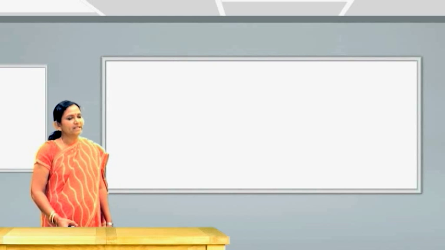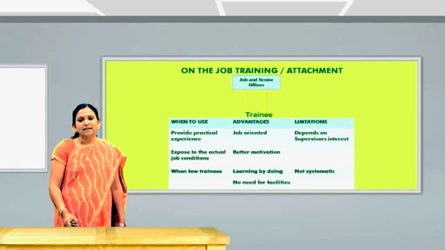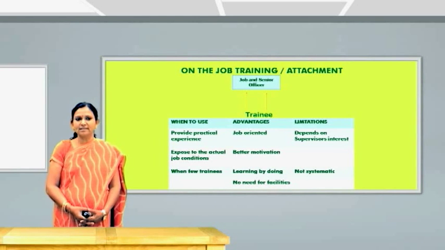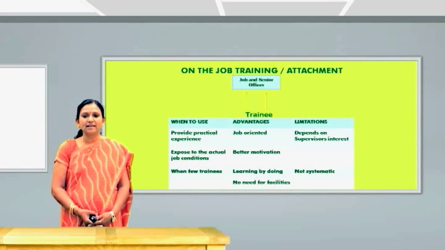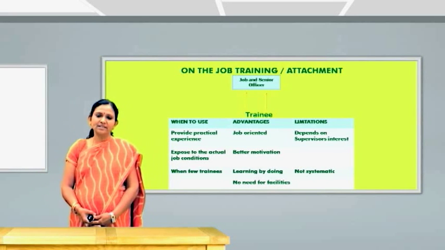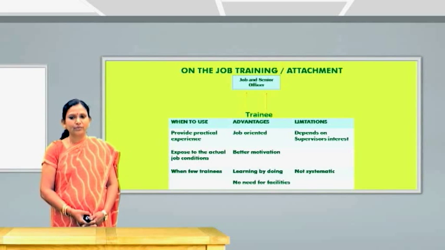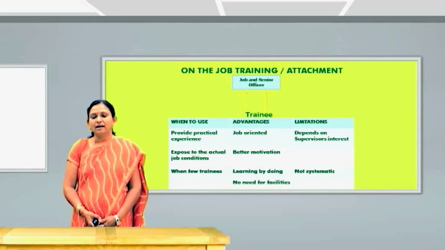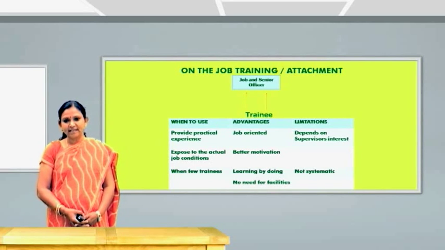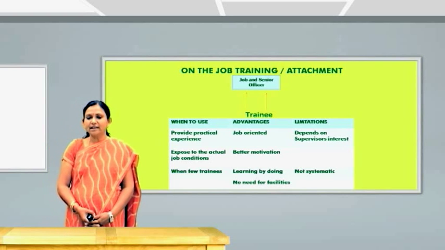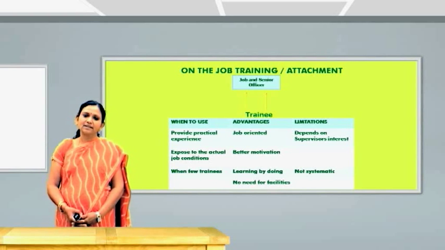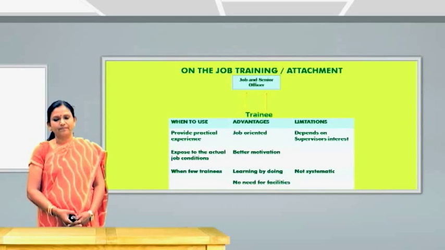Next one is on the job training or attachment. That is, when a junior joins the organization, he is attached with a senior officer and he continuously observes how he is doing different roles and how he is completing his assignments, and he tries to make notes and follow the same when he has to do the job.